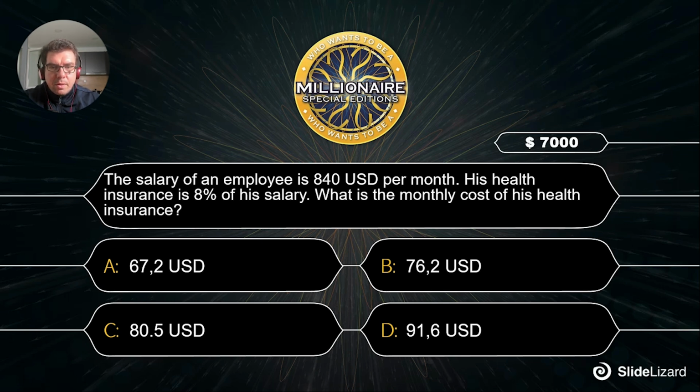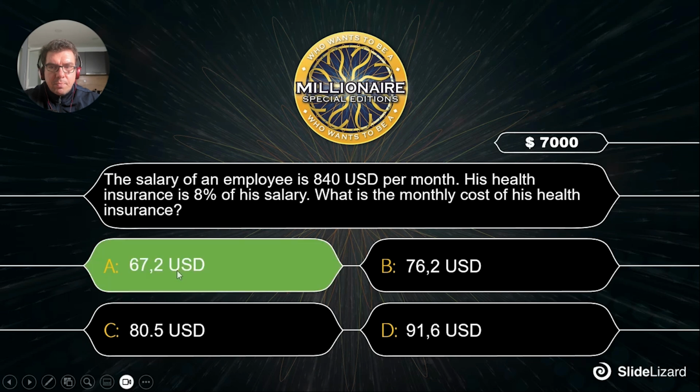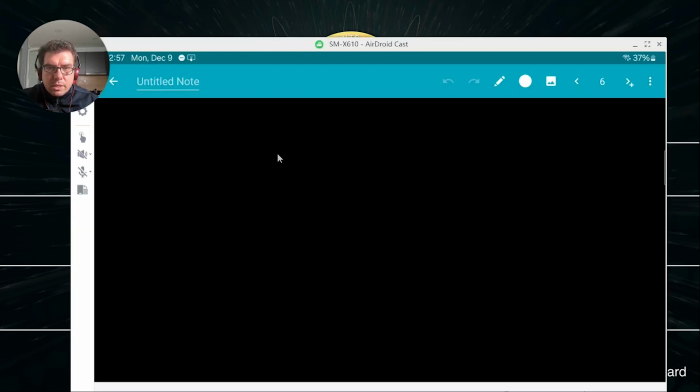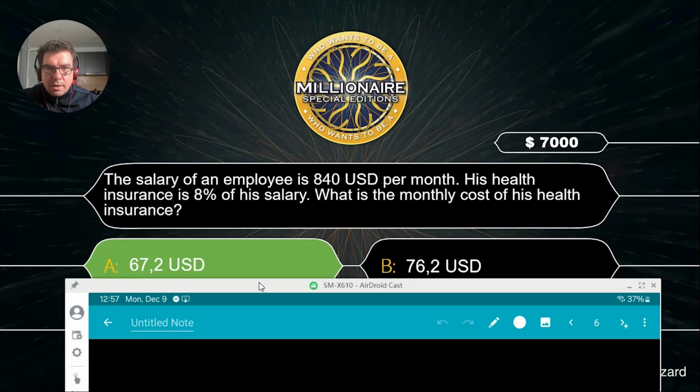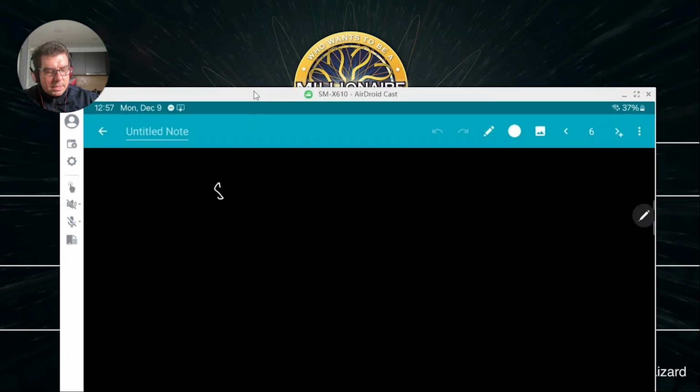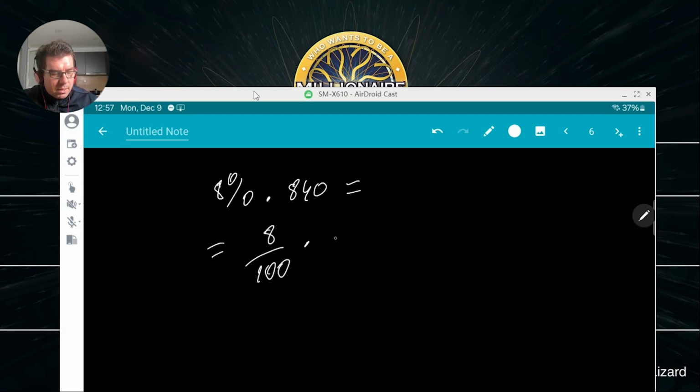Okay. Did you find A? 67.2? We just have to calculate what is 8% out of his salary, right? So 8% times 840. Again, we convert 8% into a fraction. So this is 8 over 100 times 840. 10 with 10, we basically reduce by 10. So we can reduce further.